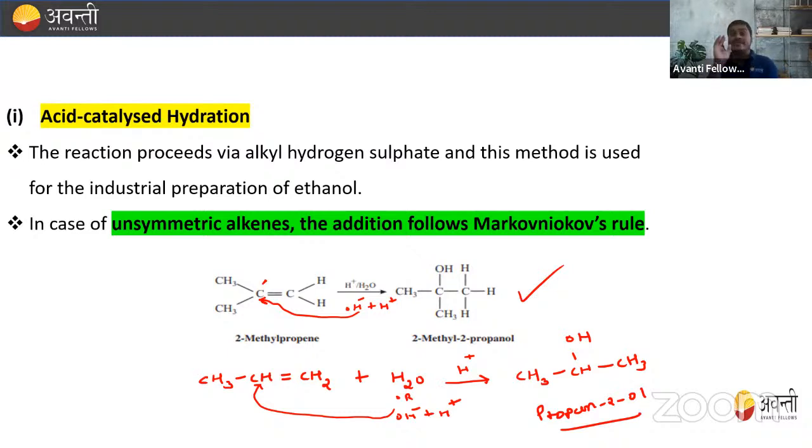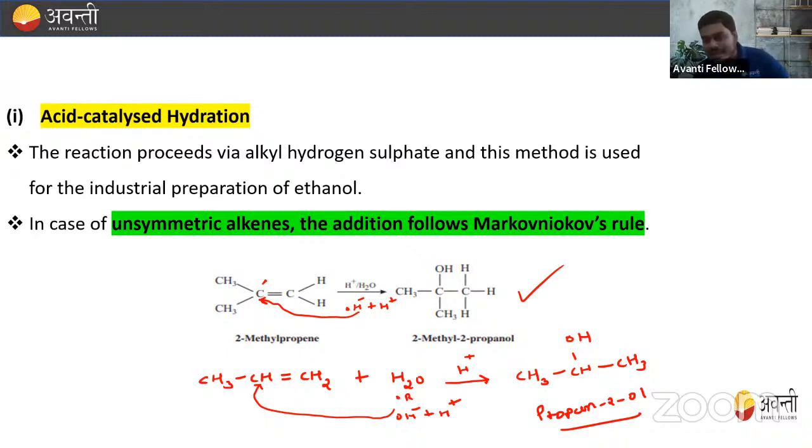So whenever you have to prepare the secondary alcohol from alkene, asymmetrical alkene, always use this method, acid catalyzed hydration, right? For primary alcohol, this method won't work. This is only for the secondary alcohol. So what about the primary alcohol? Yes, we have a different method like hydroboration reaction, and this is useful for the formation of the primary alcohol, right? So I hope this is clear.